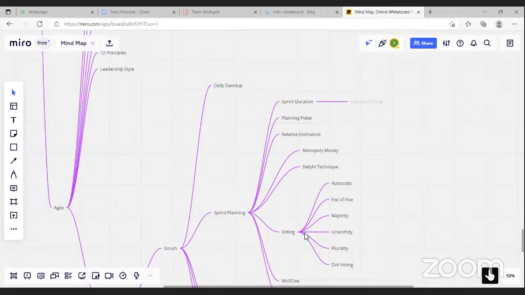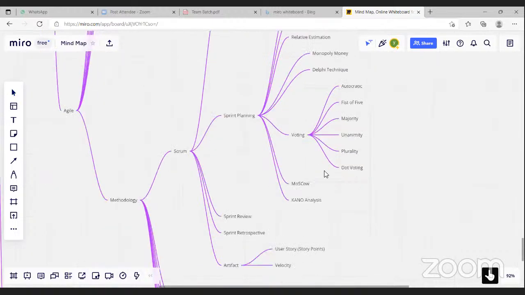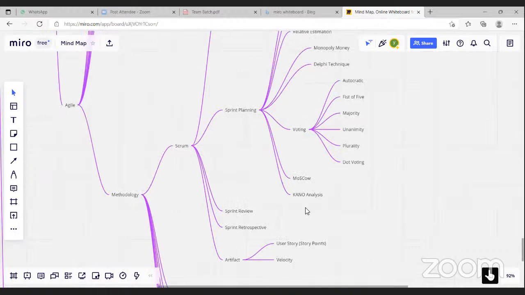And we have voting: autocratic, fist of five, majority, unanimity, plurality, dot voting. And for selection of user stories, we will have MoSCoW and Kano analysis. Once the user stories are selected and the sprint is done, we will review the sprint.